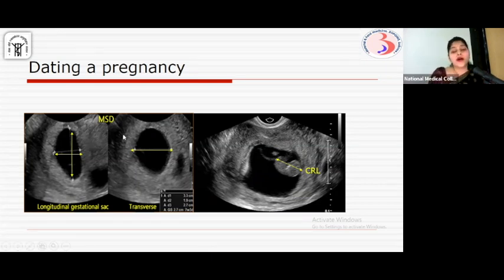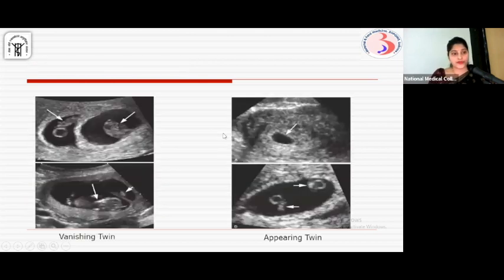And when it reaches around 10 weeks gestation, it is the best time to date a pregnancy. This dating will help us in the future in cases of complications like fetal growth restriction. It will also guide us in doing some interventions which are gestation specific, and it will also help in determining the time of delivery.